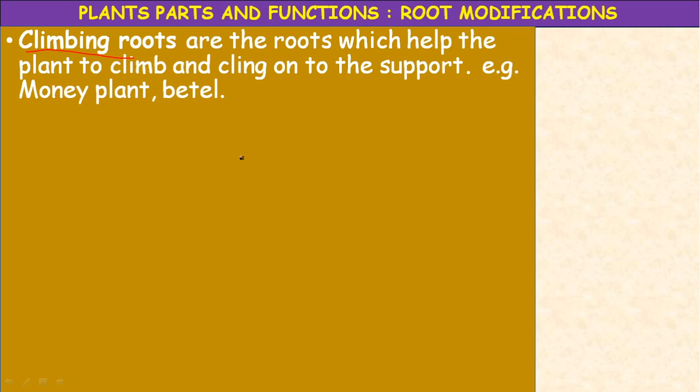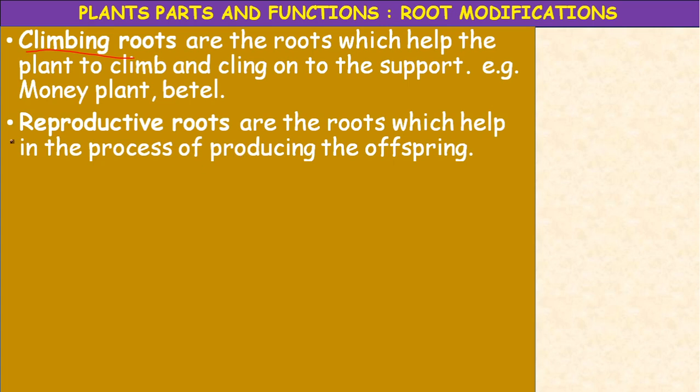Perhaps there are some such plants in our school or at home that we can take care of. For example, a money plant. It is a climber as well as a creeper. If you give support, it will climb, or else it will creep on the soil. Money plant and betel. The climbing roots are the roots which help the plant to climb and cling on to the support. Example: money plant, betel plant.